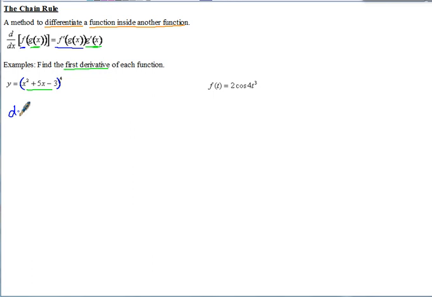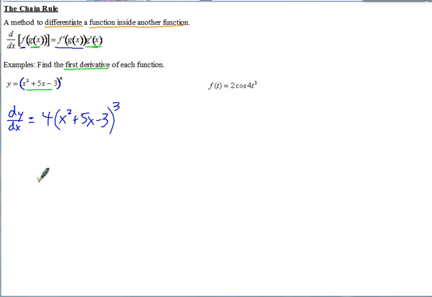So on the outside, when you take the derivative, you're just using the power rule. You bring the exponent out in front, 4, and you leave the function inside alone. That's why it says f prime of g of x, because the function inside doesn't change as you do that. So that stays x squared plus 5x minus 3. And now, remember, you reduce the exponent by 1 in the power rule, to the 3rd. That's the derivative of the outer function, our f prime of g of x.